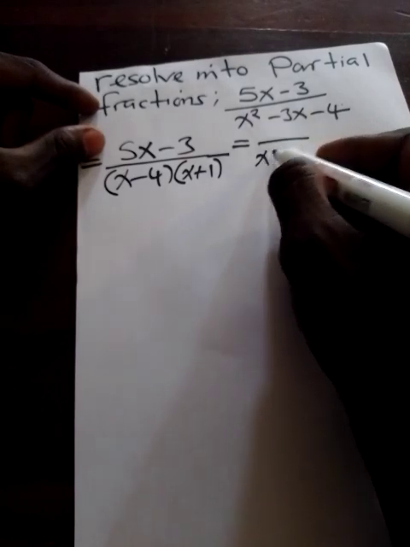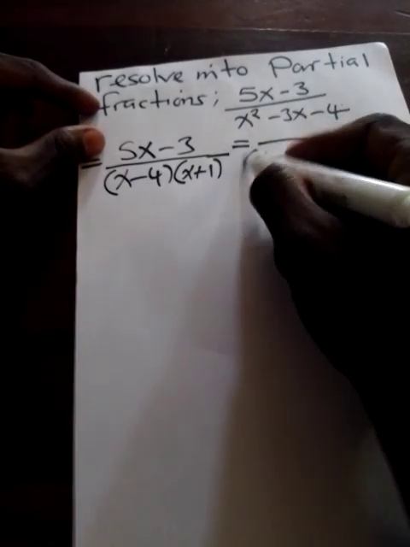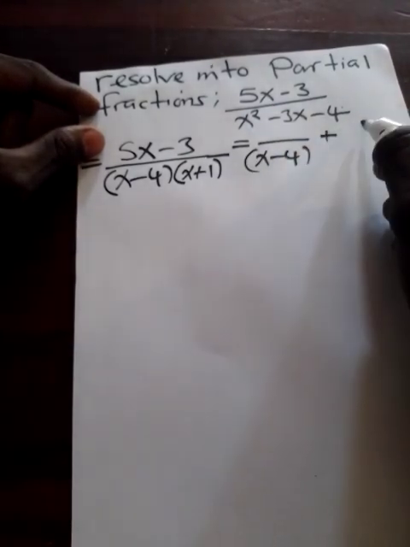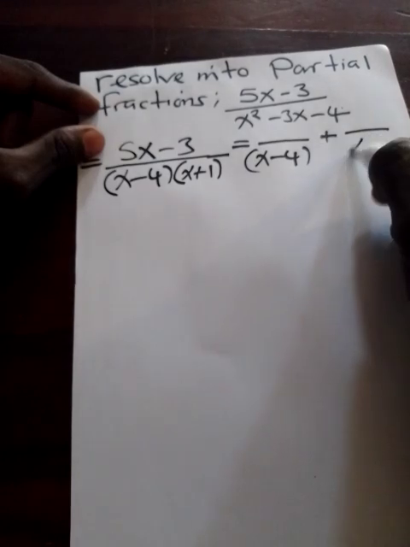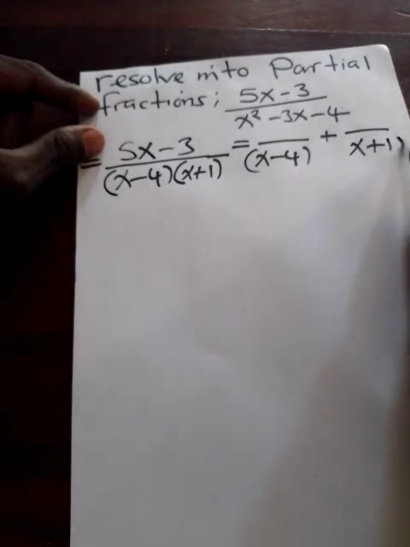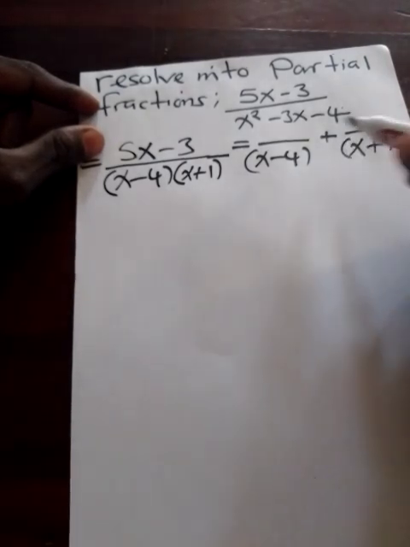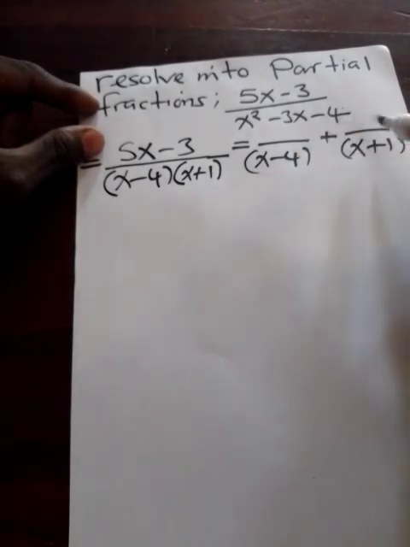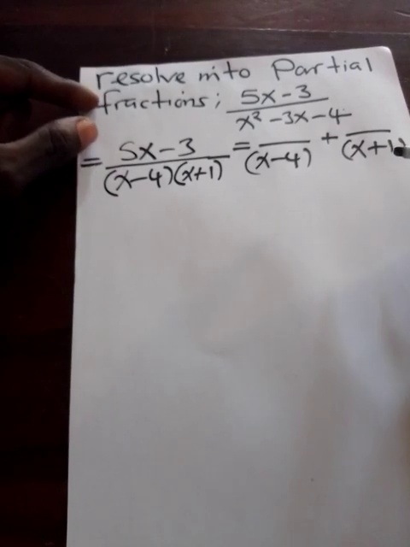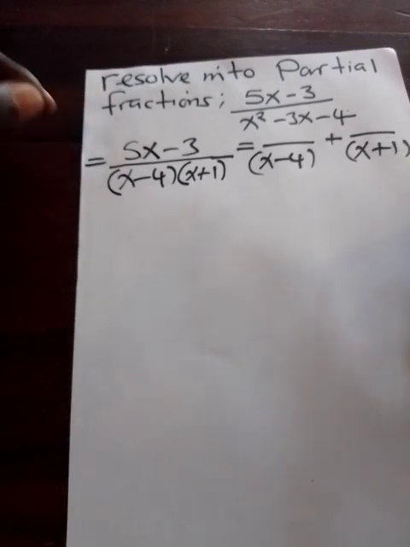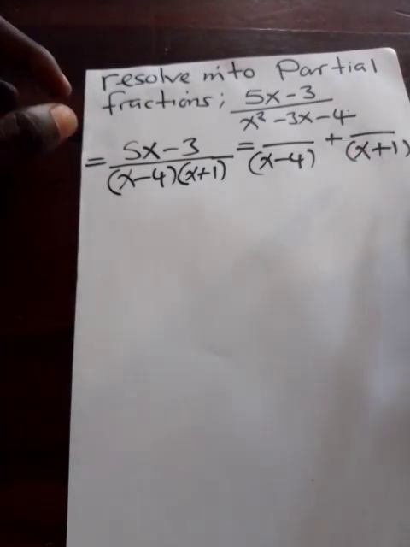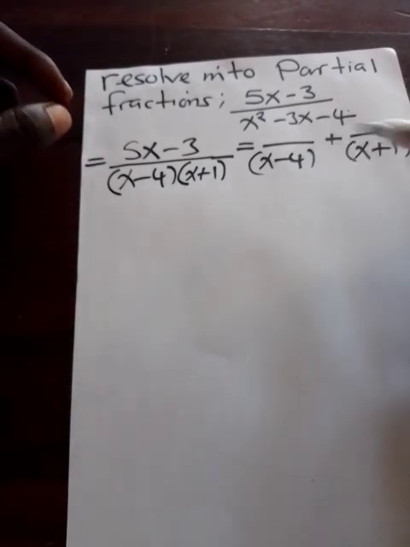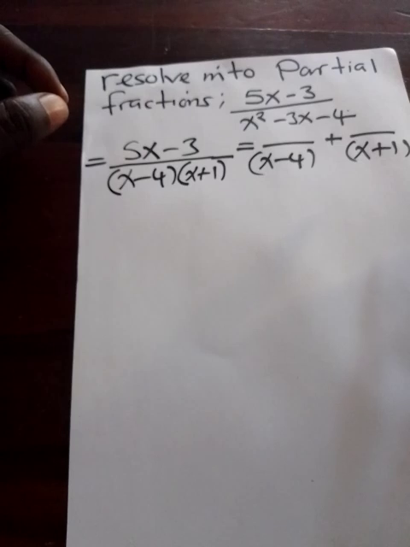So we'll have (x minus 4) like that in brackets, then we say plus, we have this, then (x plus 1). Now you might be wondering why I've not written anything here on the numerators. I've only written down the denominators. The reason is simple. Whenever you're expressing partial fractions, we're talking about linear factors. So this is partial fractions involving linear factors.